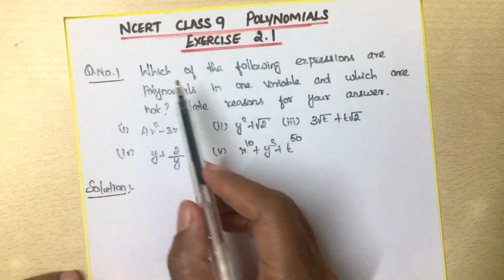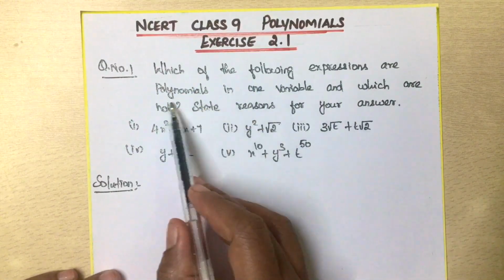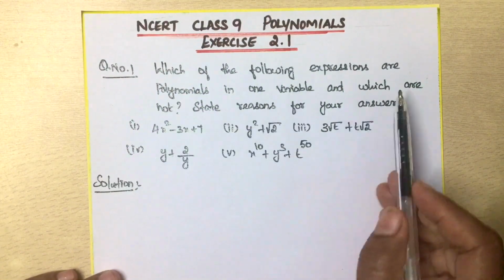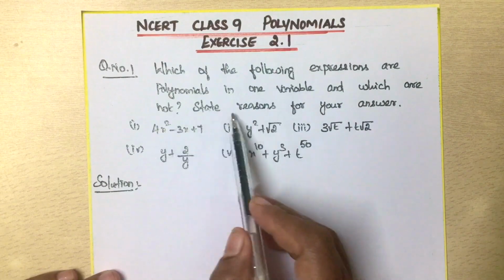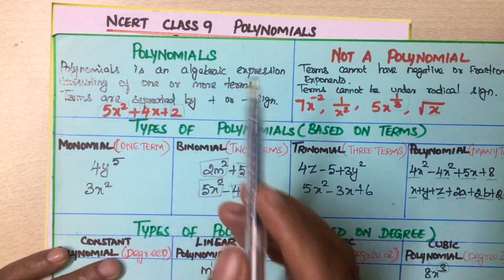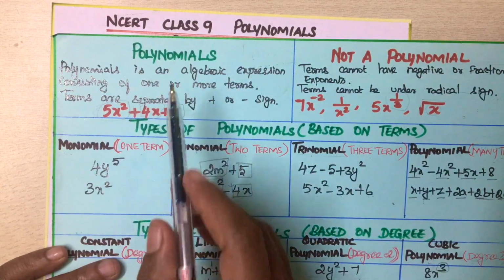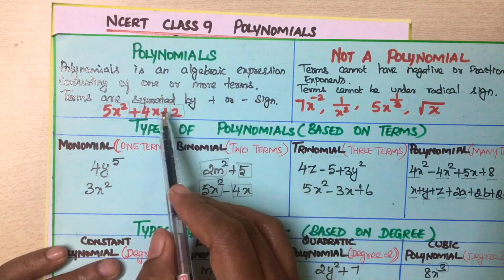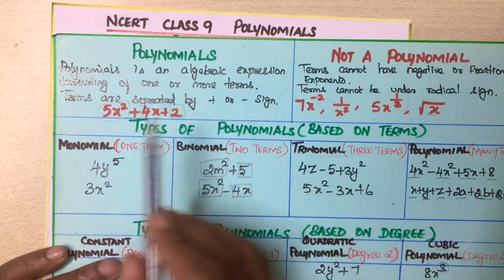Question number 1 is, which of the following expressions are polynomials in one variable? Which are not? State reasons for your answer. We have discussed this in detail in the previous video as well. Polynomials are algebraic expressions which are separated by plus or minus sign.